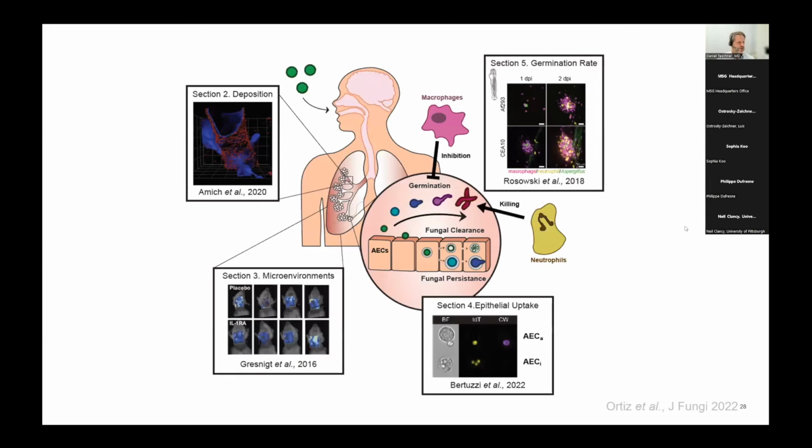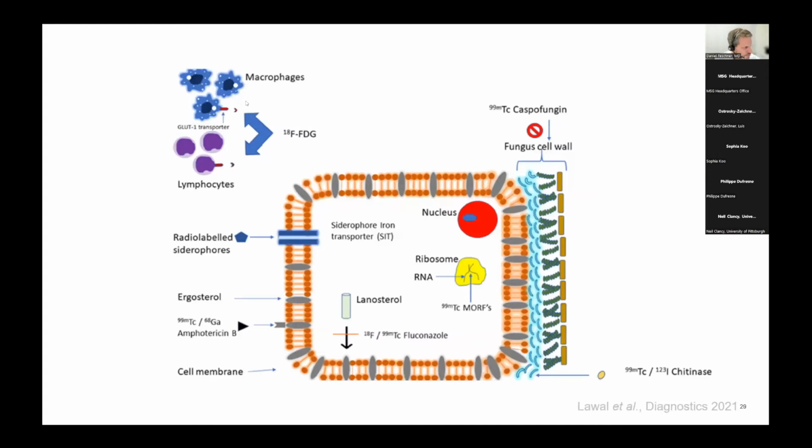From a scientific point of view, we have a lot of targets that can be addressed by in vivo imaging. You can look for the deposition of the fungus in the lungs. You can visualize a germination rate. You can check the microenvironment or the epithelial uptake. From an immunologic or mycologic point of view, there are a lot of potential targets to address. One option is to label the immune effector cells, the macrophages or the lymphocytes, and check where they are fighting against the fungus.